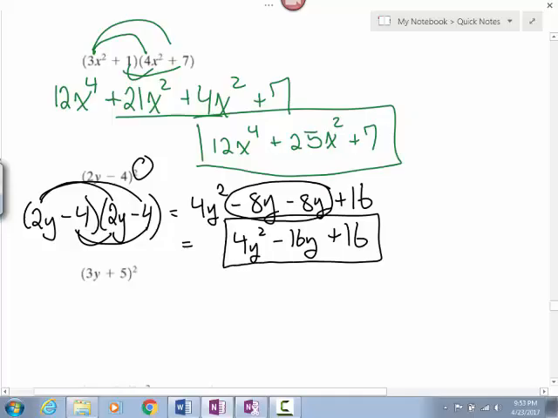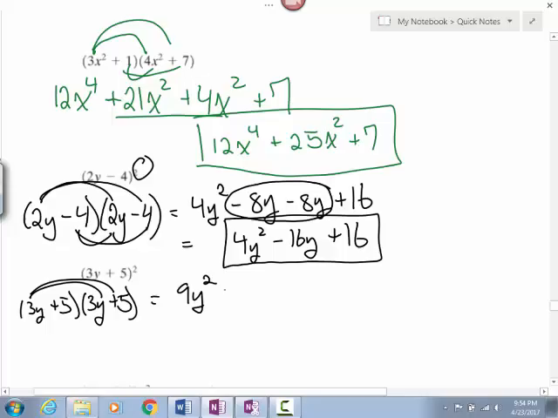All right. So let's try the next one here, (3y + 5) squared. We'll do it just like the way we did the problem above. So we're going to write 3y plus 5 times another 3y plus 5. So 3y times 3y is 9y squared.